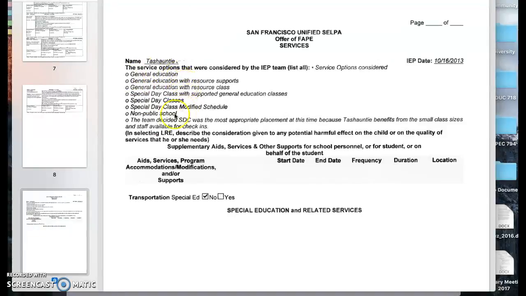So the different services. Remember, I showed you in the last part, part 1, all the different types of placements she could have, and all of those placements were discussed, and then the multidisciplinary team decided that it was most appropriate for her to be in the SDC because of the small class size and that staff are available for check-ins, and she does not need transportation at this time.